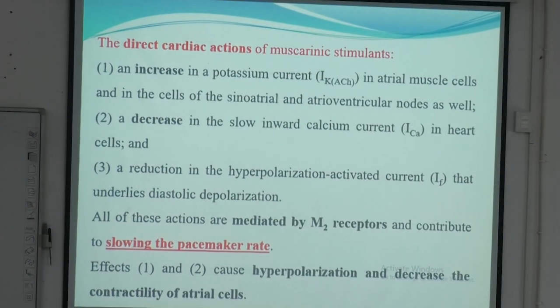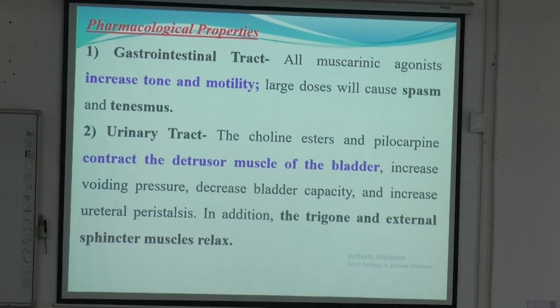Pacemaker rate, that is the heart pacemaker, that is the SA node. SA node causes less impulse generation, less contraction. This is known as the chronotropic effect, lesser chronotropic effect, lesser heart rate. Okay, so ultimately that can lead to bradycardia. So effects 1 and 2 cause hyperpolarization and decrease the contractility of the arterial cells. So arterial cell contractility is decreased.